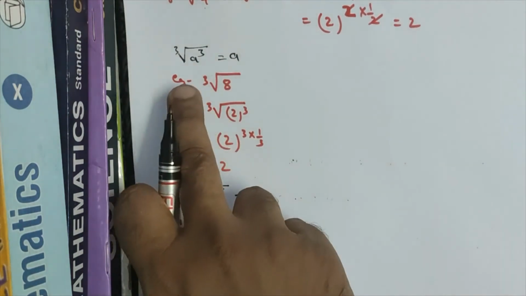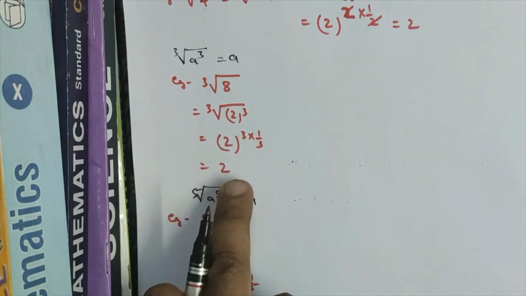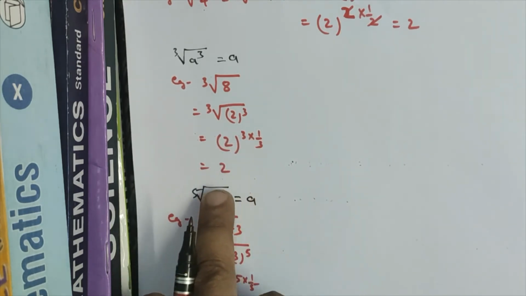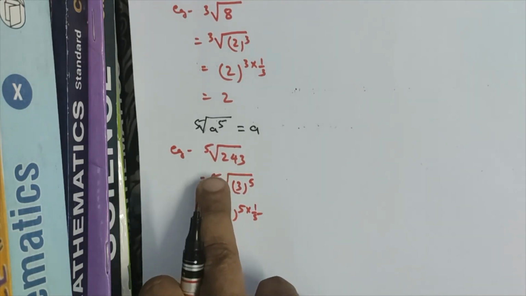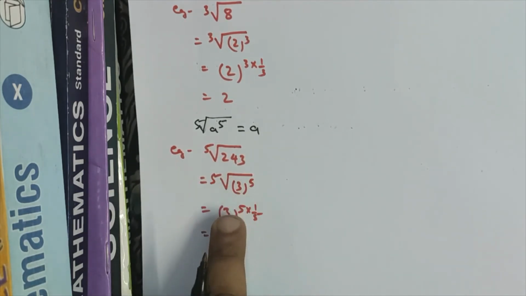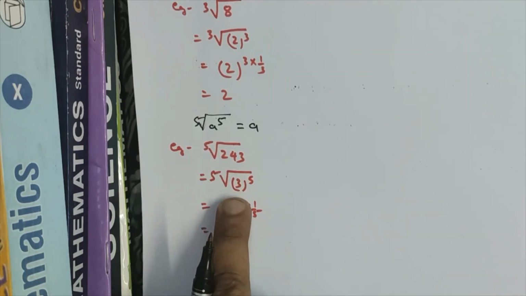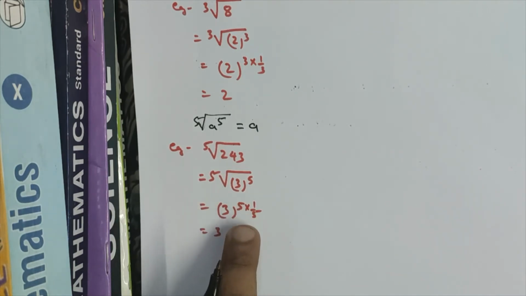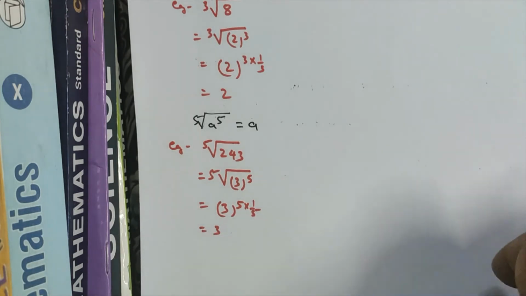Similarly, when we talk about cube root of 8, it will be cube root of 2 cube, that is 2 raised to power 3 into 1 by 3, that is 2. Similarly, if we talk about fifth root of 243, 243 is 3 power 5. So we can say that 3 power 5 multiplied by 1 by 5, because it was under the fifth root. So 5 and 5 cancel out, the answer will be 3, and so on.